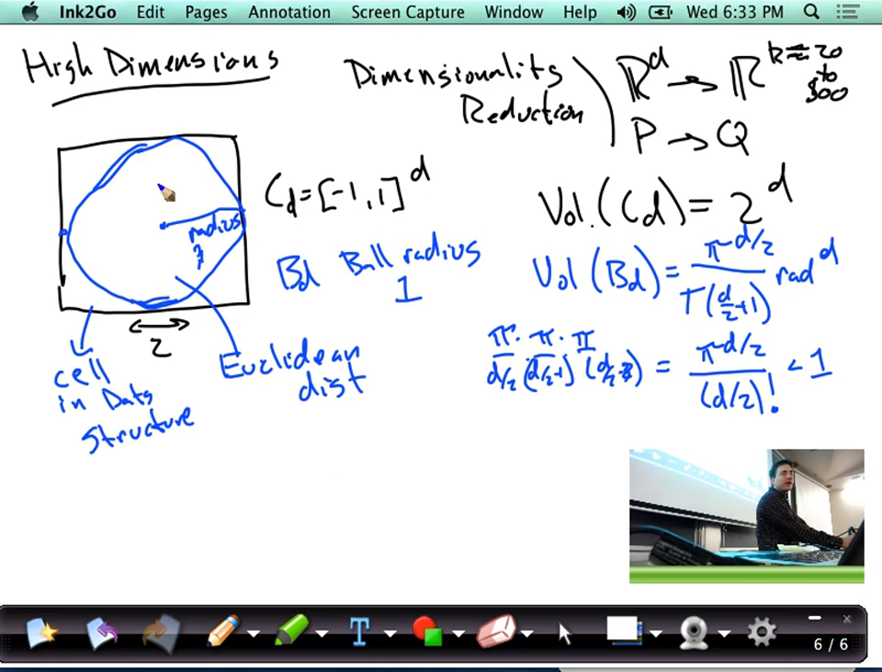So this cell in the data structure looks like this box, but we are interested in the ball. And so the volume is much bigger in the box than the ball, so that means if we look at the points inside the box, probably most of them are going to lie in these corners. And very few of them, as d gets bigger, are going to lie within the ball. So we want to estimate the ball with the box in the data structure, and this is not going to work well. So that's kind of why these techniques break down.